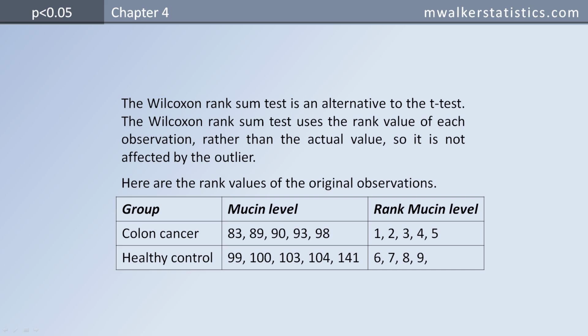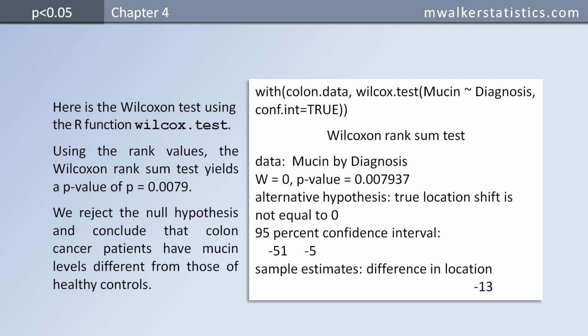The Wilcoxon rank sum test is an alternative to the t-test. The Wilcoxon rank sum test uses the rank value of each observation, rather than the actual value, so it is not affected by the outlier. Here are the rank values of the original observations. Here is the Wilcoxon test using the R function Wilcox test. Using the rank values, the Wilcoxon rank sum test yields a p-value of p equals 0.0079. We reject the null hypothesis and conclude that colon cancer patients have mucin levels different from those of healthy controls.